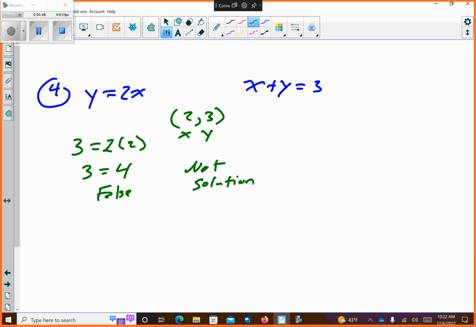I don't even have to work the next equation. I mean, if you tried, you'd say, oh, okay, I get 2 plus 3 equals 3. 5 equals 3. Well, that's false as well.